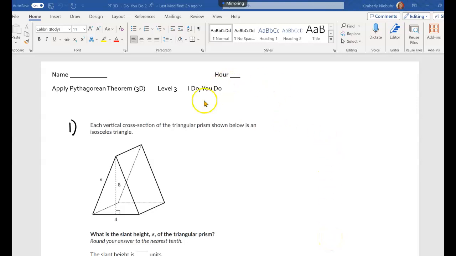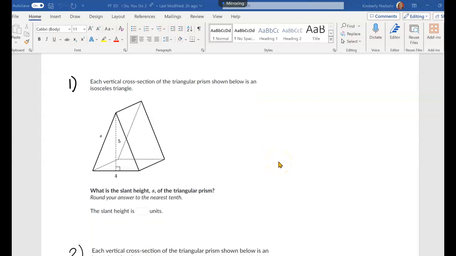Yes, I know you're disappointed. We are still on apply Pythagorean theorem, three-dimensional. Many of us need to be at level 3. Just one or two are at 4. You can come around and check once you get them all correct, but many of us are still trying to hit that 3.